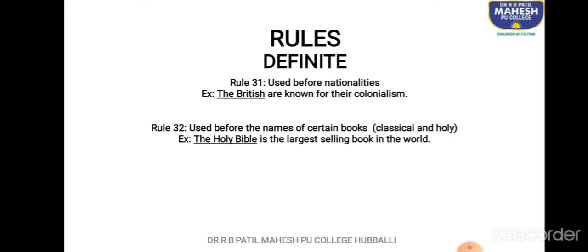Rule number 32, used before the names of certain books. What are those certain books? Well, the books should either be classical or holy. Let us know this example. The Holy Bible. Because the Bible is holy, the has to be used. The Holy Bible is the largest selling book in the world.